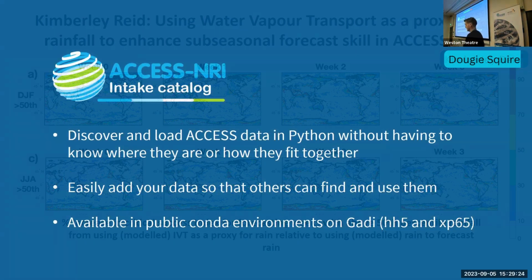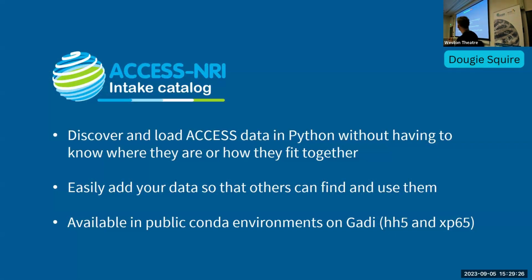Right, thanks, Kelly. I'm Doogie with ACCESS-NRI. My poster is about the ACCESS-NRI intake catalogue. Some of you would have seen this in the training session on Monday. It's a way to help people discover and load data, ACCESS and ACCESS-related data, from within a Python environment on Gadi. It's easy to add your data so that other people can find it, and it is available now in public conda environments, so it's hopefully quite easy to use.